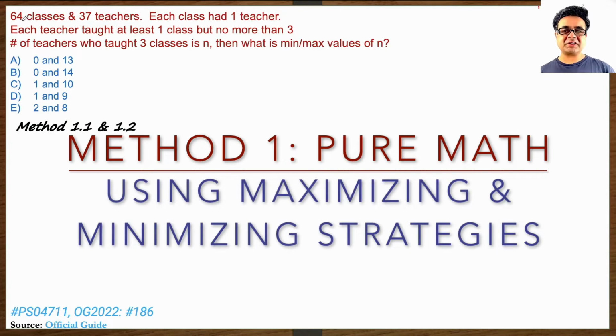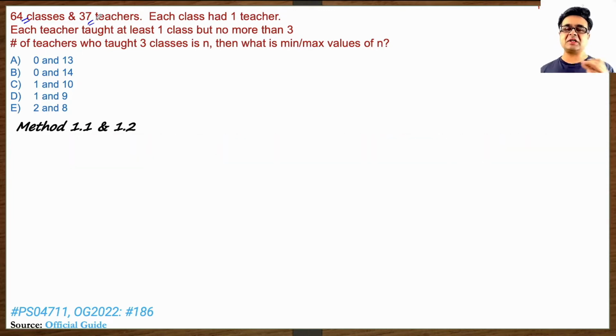We are given that there are 64 classes and there are 37 teachers who are going to teach these 64 classes. However, there are some conditions. Each class has no more than one teacher, and each teacher teaches at least one class and no more than 3 classes. It is also given that the number of teachers who teach 3 classes is n, and we are asked to find the minimum and maximum values of n.